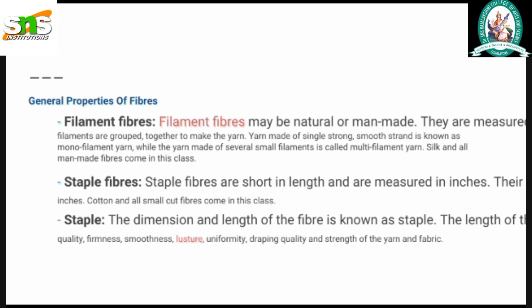Staple fibers. Staple fibers are short in length and are measured in inches. Cotton and all small cut fibers come in this class. Staple. The dimension and length of the fiber is known as staple. It determines quality, firmness, smoothness, luster, uniformity, draping quality and strength of the yarn and fabric.